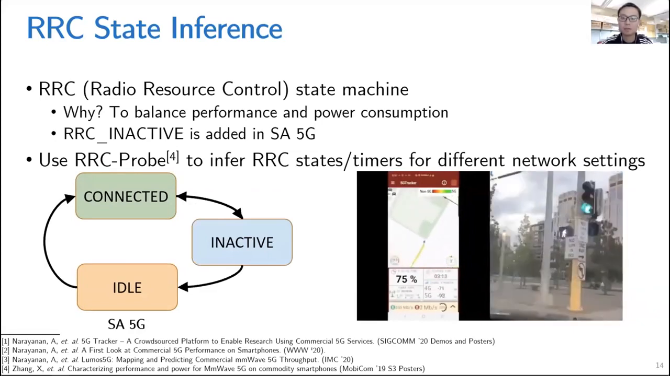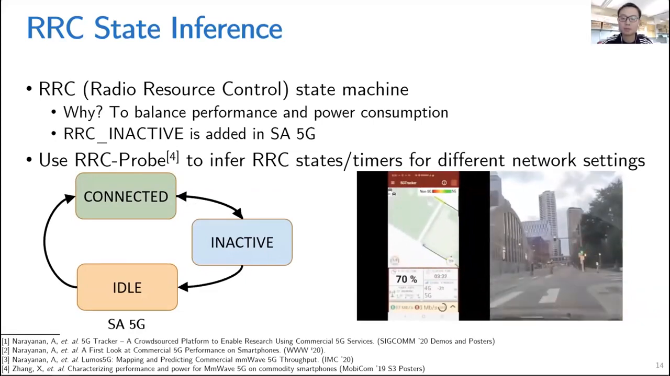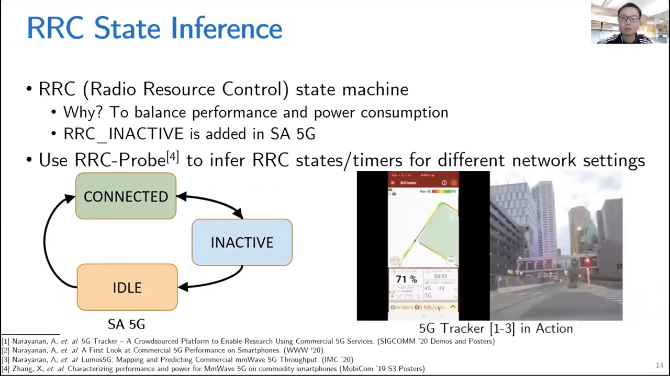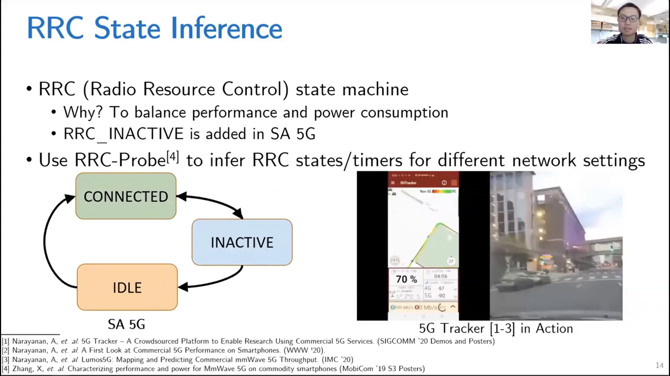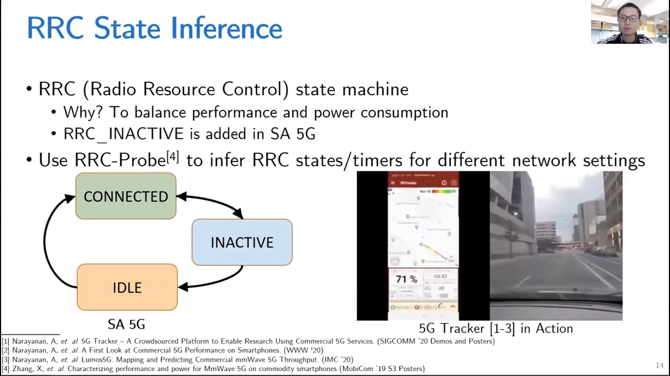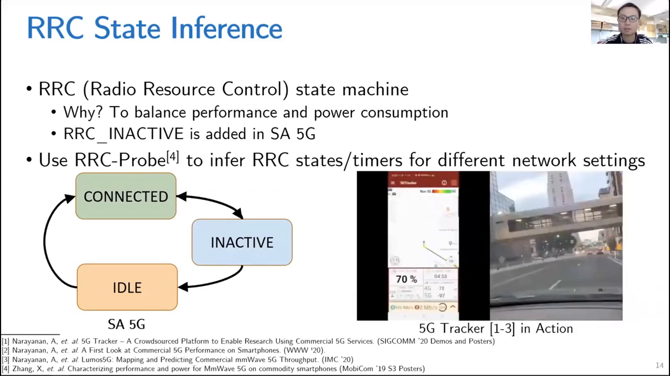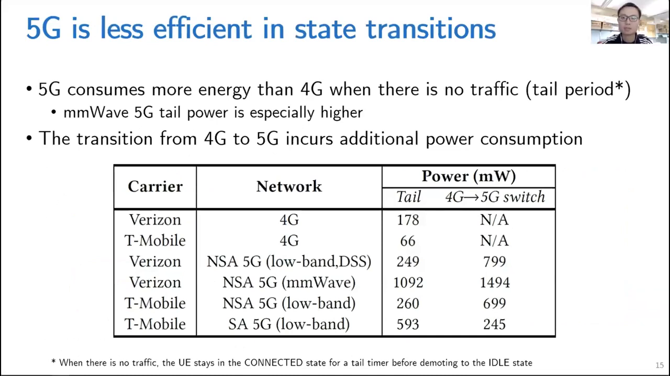Using RRC probe, an RRC state inference approach integrated into our measurement tool 5G Tracker, we infer different states and timers for different network settings. Please refer to the paper for the detailed results. We further studied the impact of state transitions on power consumption. When there is no network traffic, the UE radio stays active for a period of time before entering the idle state. We find that 5G consumes more power during this tail period than what used to be experienced over 4G.